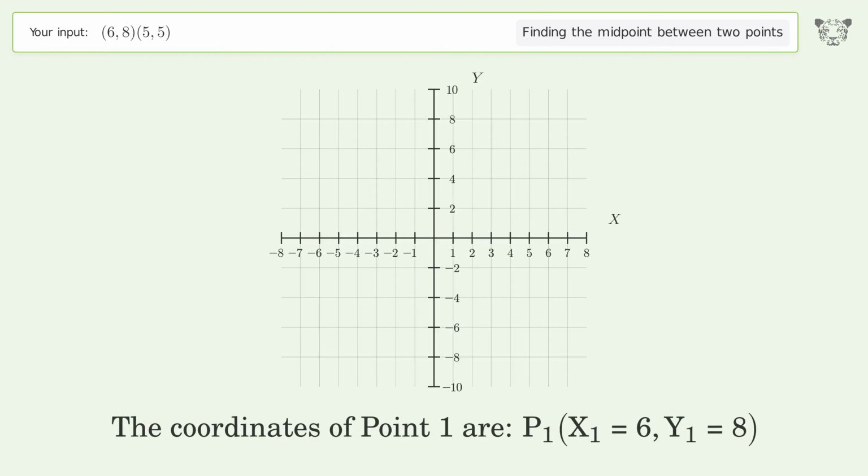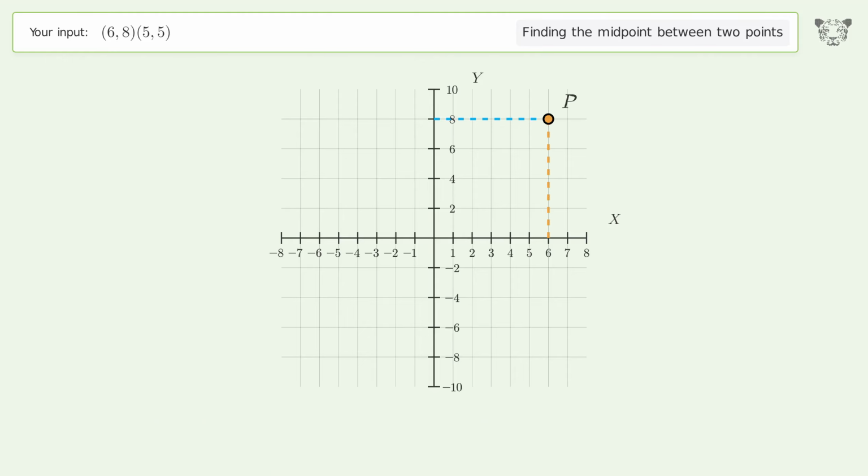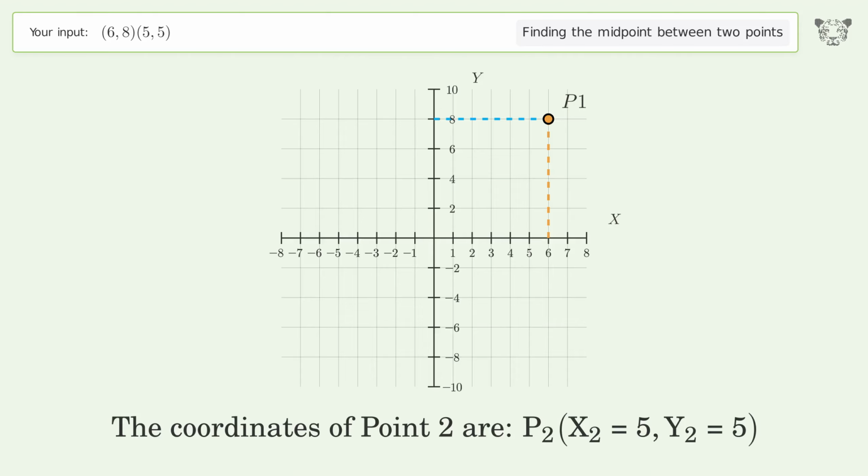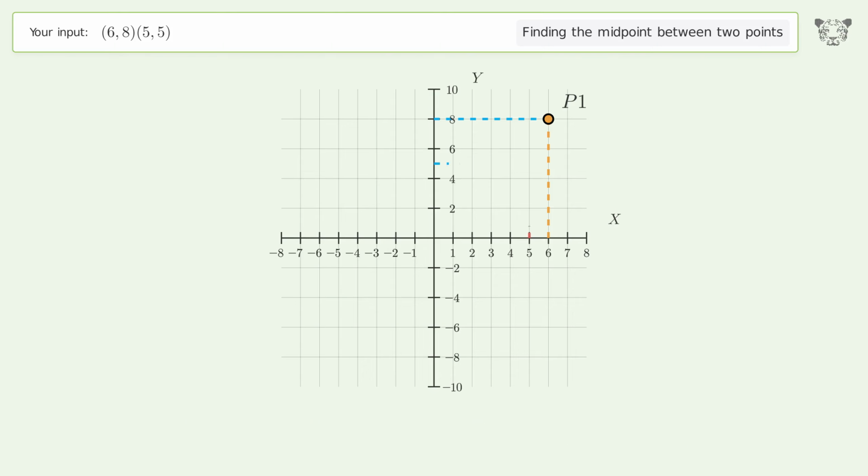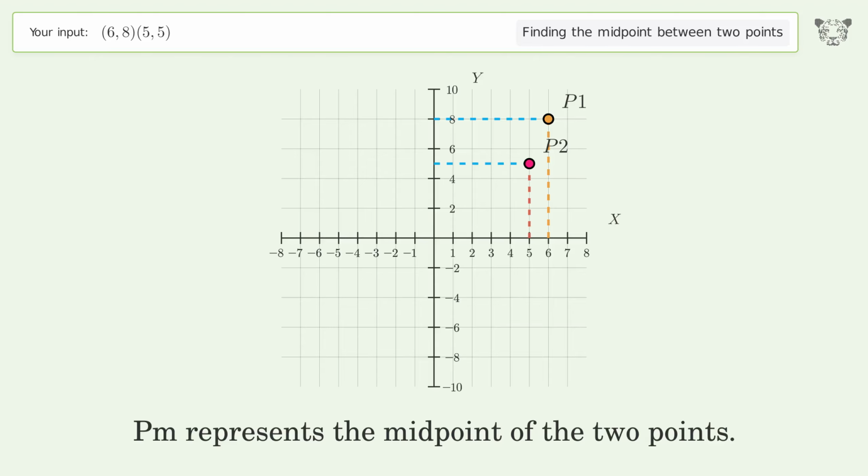The coordinates of point 1 are, x1 equals 6, y1 equals 8. The coordinates of point 2 are, x2 equals 5, y2 equals 5. PM represents the midpoint of the 2 points.